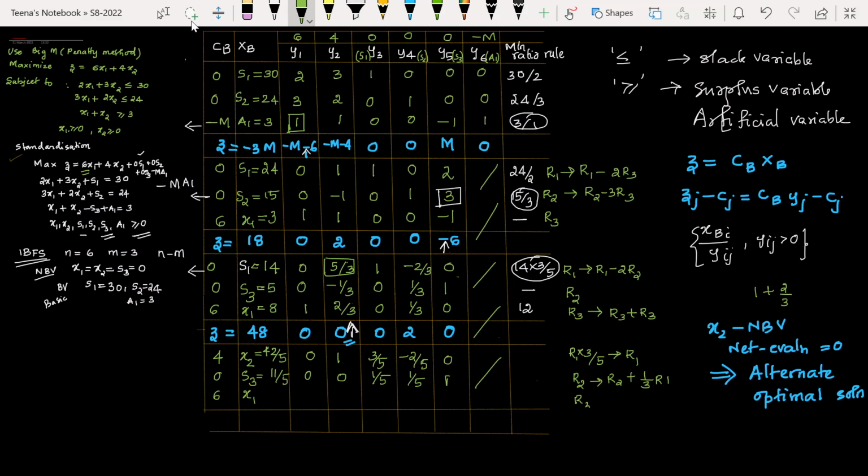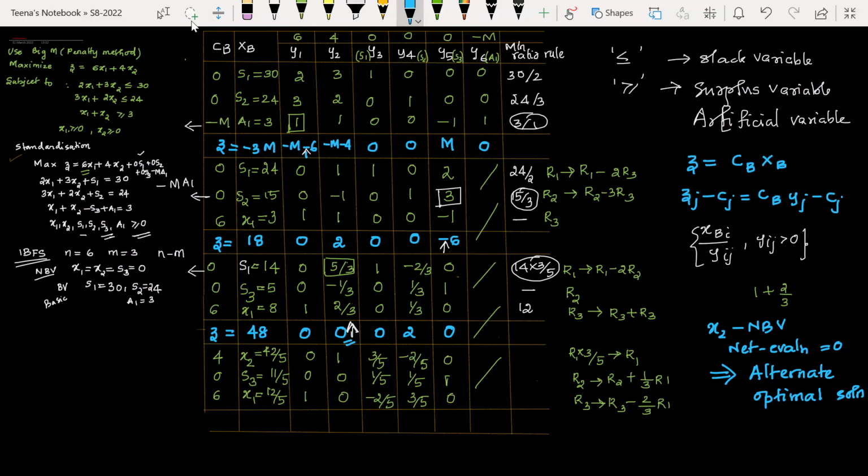Now R3 gets modified as R3 minus 2 by 3 R1, and hence by the corresponding changes, this 8 gets modified as 8 minus 2 by 3 into 42 by 5, and we get 12 by 5. Then we have 1, then we have 0, then 2 by 3 minus 2 by 3, it is 0. Then 0 plus minus 2 by 3 into 3 by 5, which is minus 2 by 5. Then we have 1 by 3 minus 2 by 5 into minus 2 by 3, that is 3 by 5. And then we have 0.